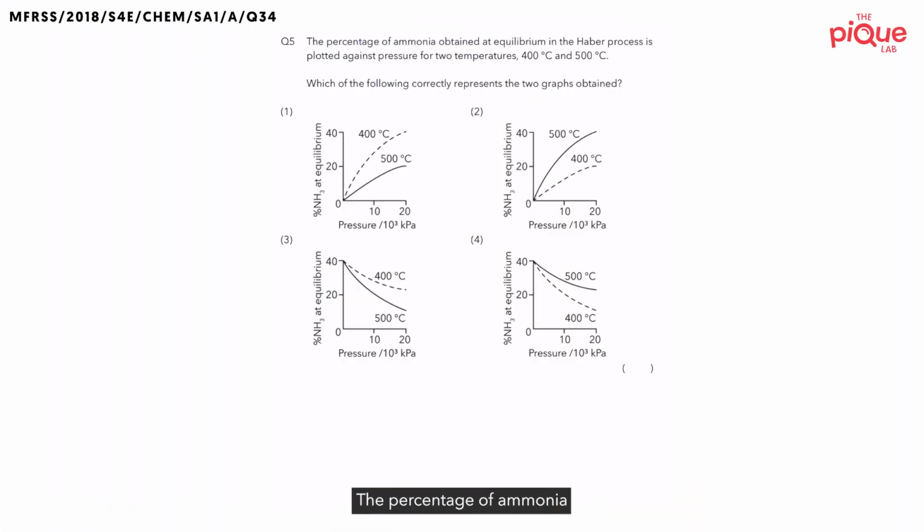The percentage of ammonia obtained at equilibrium in the Haber process is plotted against pressure for two temperatures, 400 degrees Celsius and 500 degrees Celsius. Can you still remember what is the Haber process about? The Haber process is the industrial scale of ammonia production.